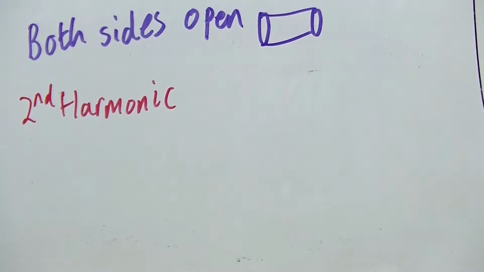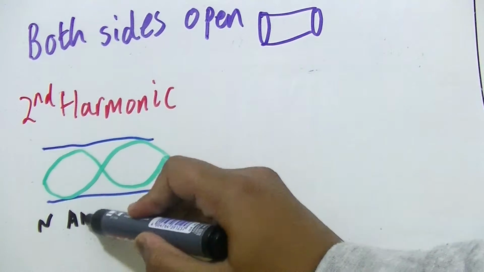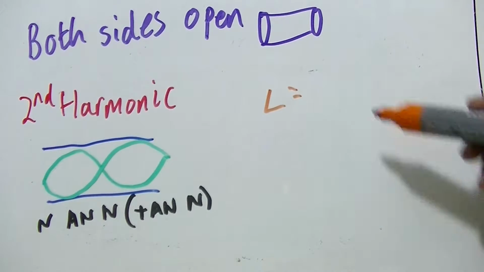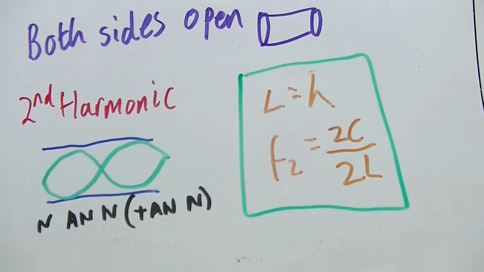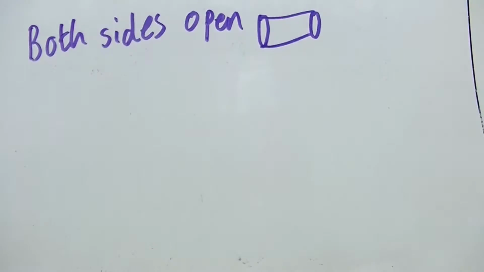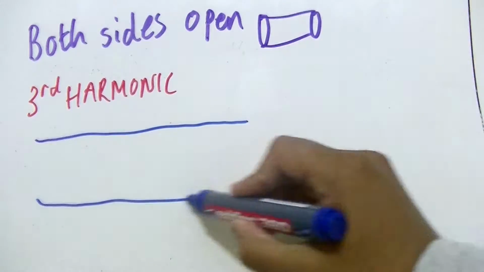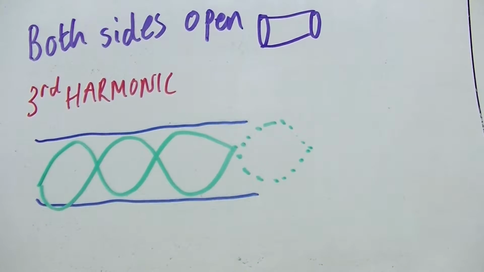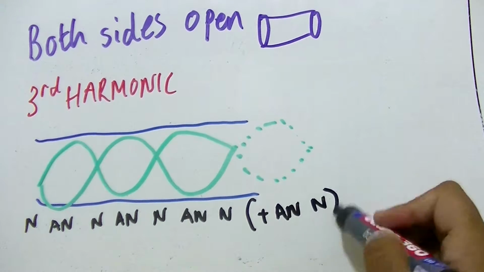Next, we have the second harmonic. Here, we have length being a full lambda, and an antinode and a node is added on towards the end. And the corresponding frequency equation is 2c over 2l. Then we have the third harmonic. And then again, the length is 3 over 2 lambda, and the frequency will be 3c over 2l.